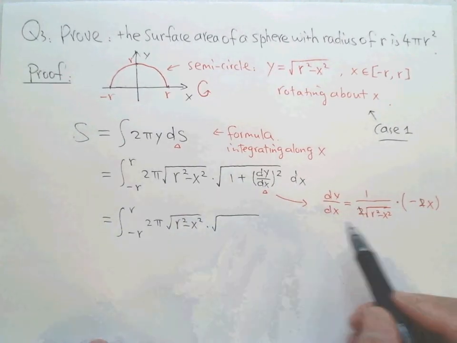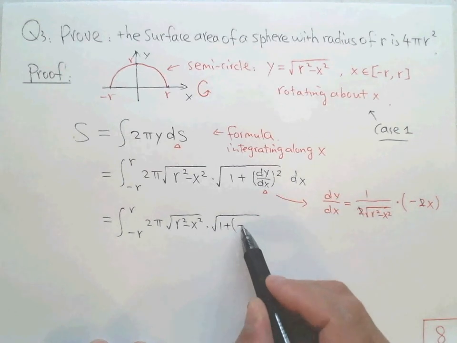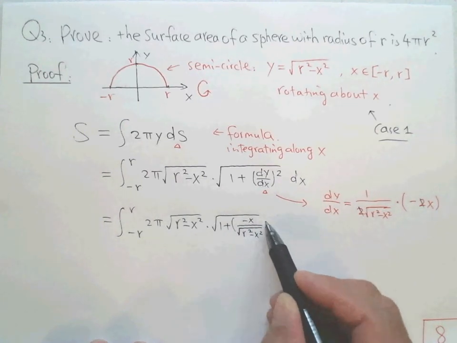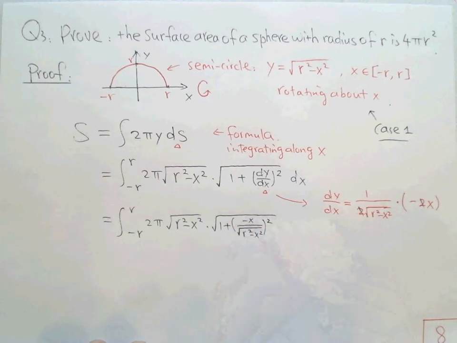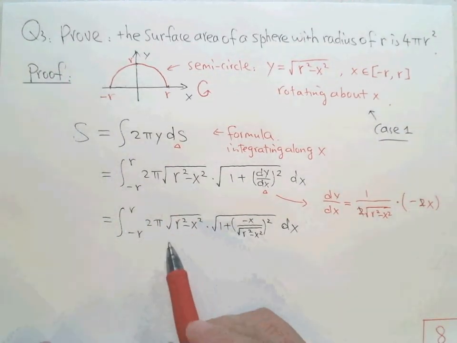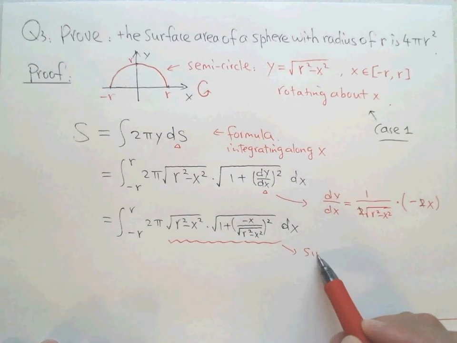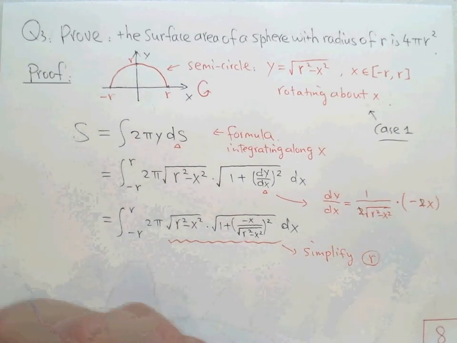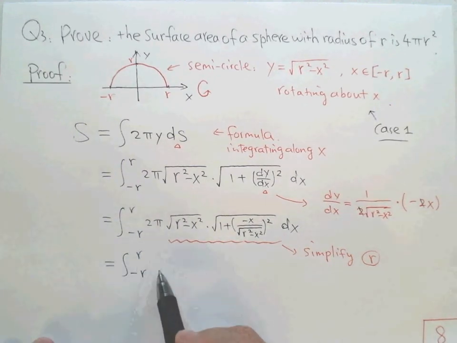We have the integral from negative r to r of 2 pi times the square root of r squared minus x squared times the square root of 1 plus the square of dy/dx, which is negative x over the square root of r squared minus x squared, in big parentheses, squared, dx. It looks complicated, but don't worry. If you verify it, all the terms not including the 2 pi simplify very simply. The answer is just r.